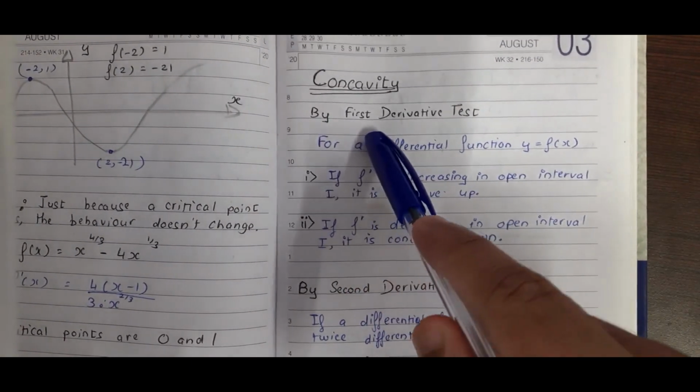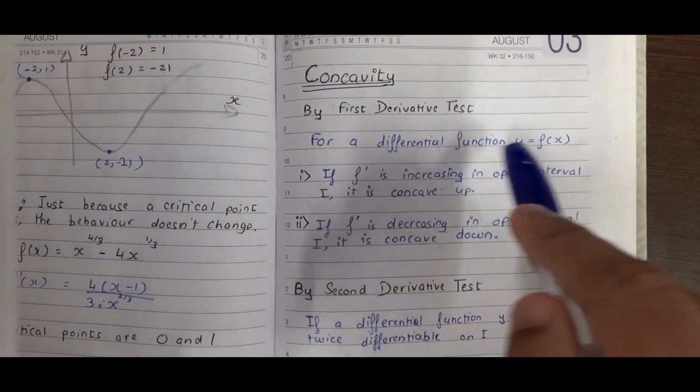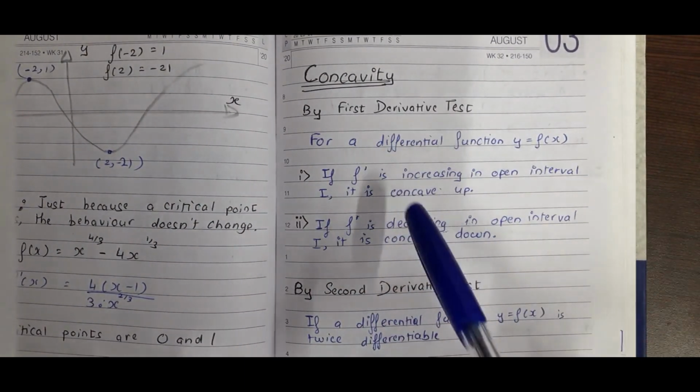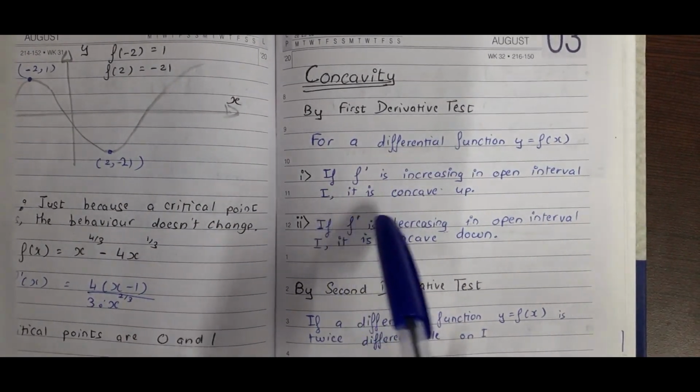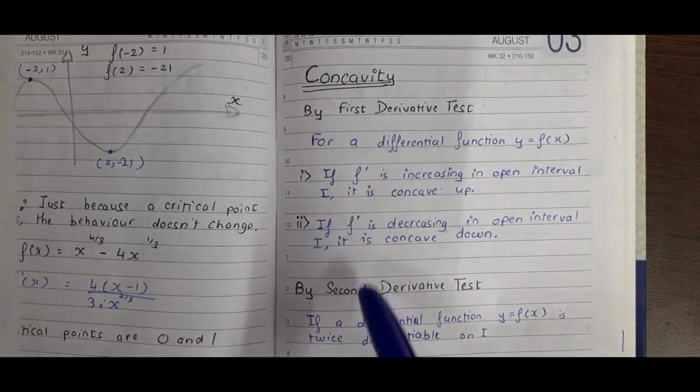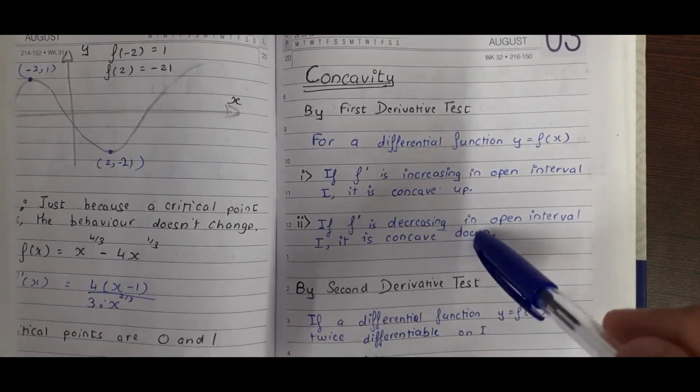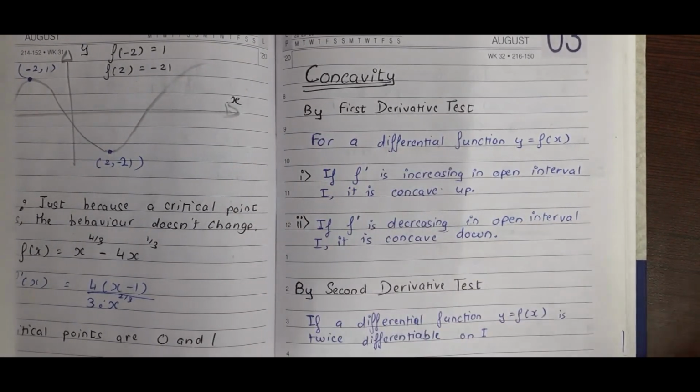The first derivative test states that if a differentiable function y is f of x has the first derivative increasing in an open interval I, it will be concave up. If f dash of x is decreasing in the open interval I, it is concave down.